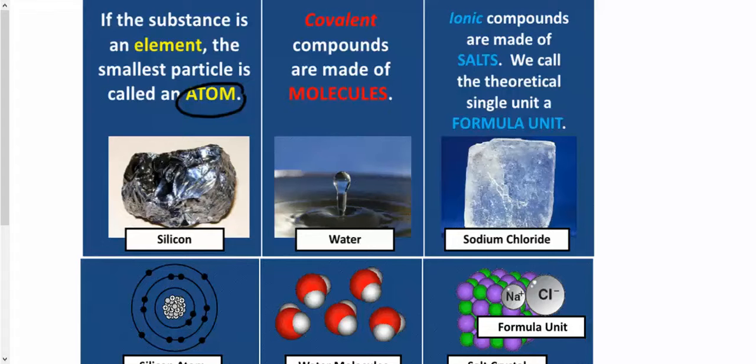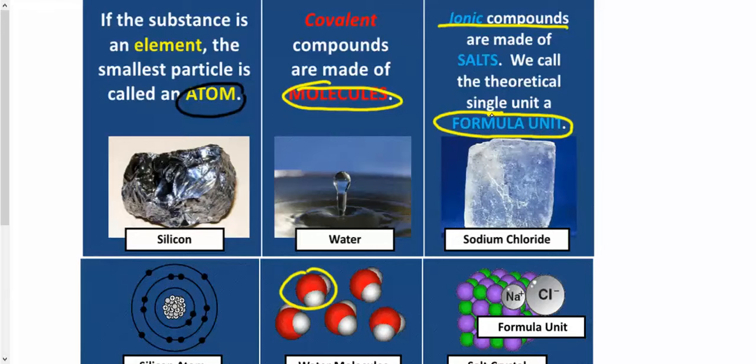If you're talking about a covalent compound, if you have 1 mole of a covalent compound, then you have 6.02 times 10 to the 23rd molecules of that substance, because molecules are what make up covalent substances. If you have 1 mole of an ionic compound, then you have 6.02 times 10 to the 23rd formula units of that substance, because ionic compounds do not contain molecules.